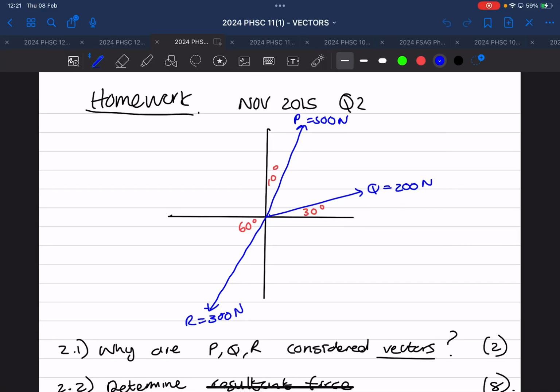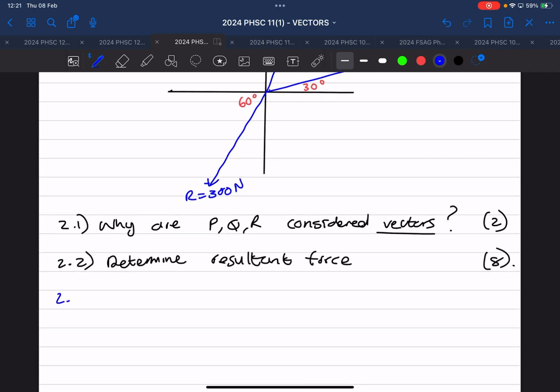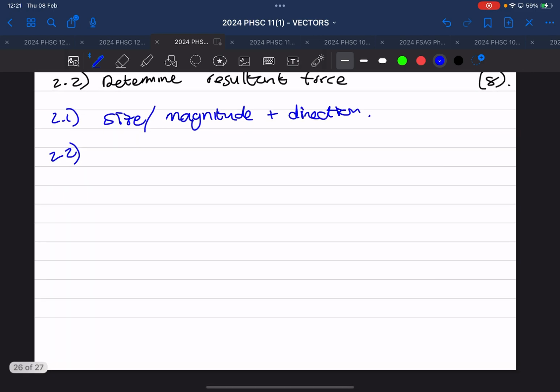Considered to be vectors? Cloney, let's start with you. 2.1, why are they considered to be vectors? Yes, they have magnitude, they have size, or they have magnitude and direction. Okay, 2.2, they say determine the resultant force.